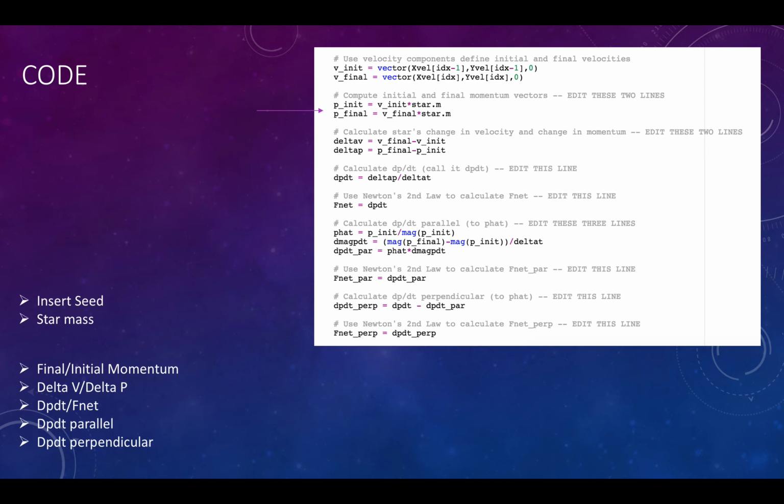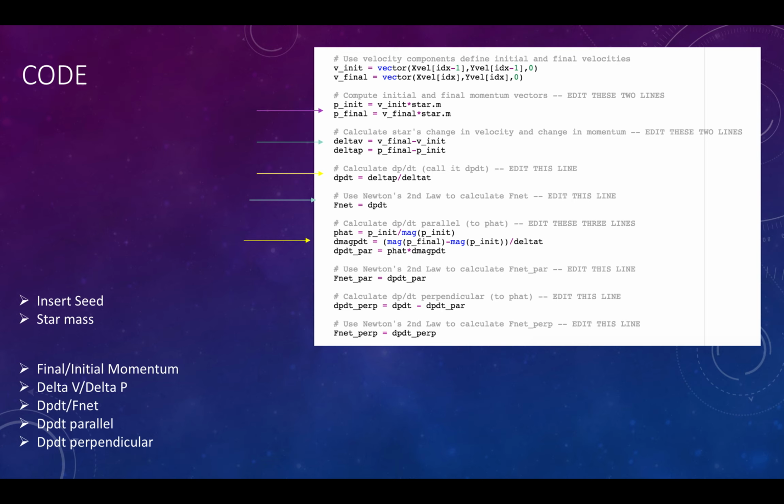Next, I inserted the final and initial momentums using the given final and initial velocities respectively and multiplying them by the mass of the star. Then I inserted simple final minus initial equations for both the velocity and momentum to get delta v and delta p. As we discussed earlier, the net force, aka dp dt, is equivalent to the change in momentum, delta p, over the change in time, delta t, which is specified in this line of code.